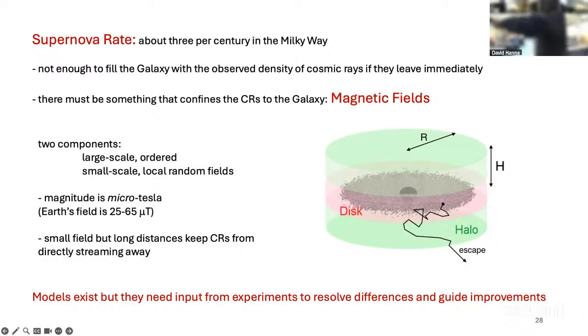And so our main problem now is that we have 3 per century producing a flux of cosmic rays, which you can calculate. You measure it, you say, well, how many cosmic rays should be in our local neighborhood now? You say, oh, that's not enough, because if they just go off into deep space, there's not enough supernovas going off to produce the density that we see. But if you say, no, they're somehow trapped and recycled, we can do it.